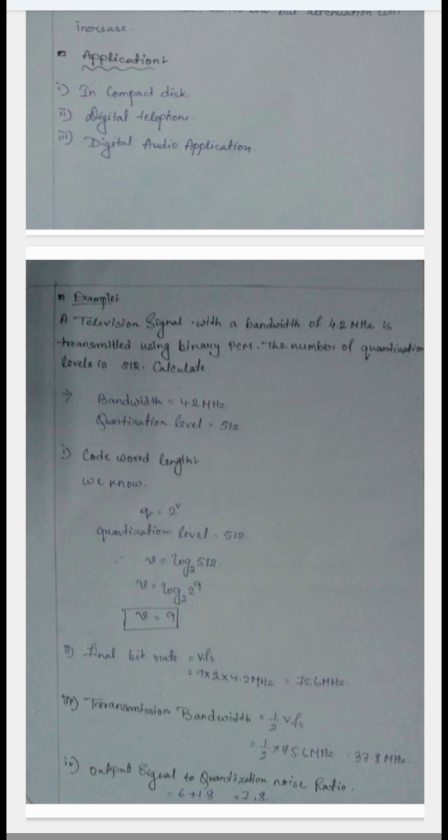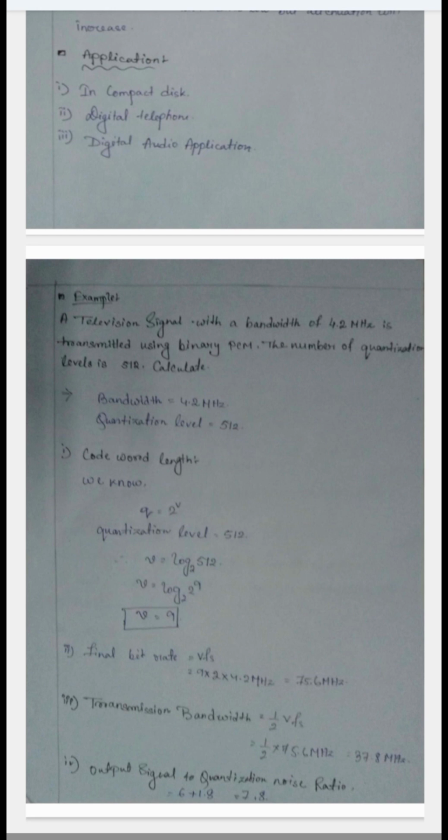And lastly, we discuss an example of PCM. A television signal with a bandwidth of 4.2 MHz is transmitted using binary PCM. The number of quantization levels is 512. Calculate the code word length, final bit rate, transmission bandwidth and output signal to quantization noise ratio.